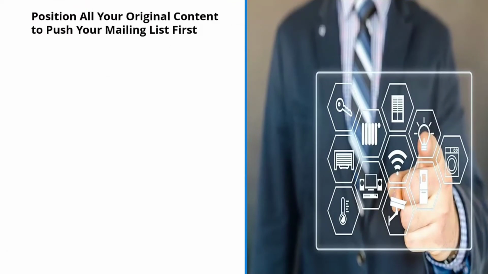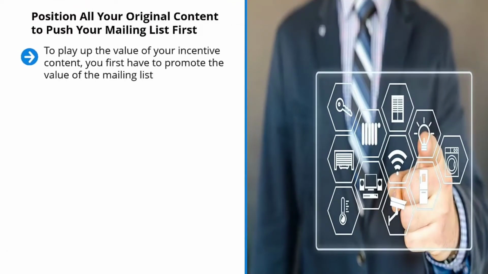Position all your original content to push your mailing list first. To play up the value of your incentive content, you first have to promote the value of the mailing list. I know this sounds counterintuitive, but if you think about it, it makes all the sense in the world because, in reality, it's the mailing list they're signing up for. The freebie that you're giving away is just a bribe. It's intended to get people to enter their email address and nothing more.